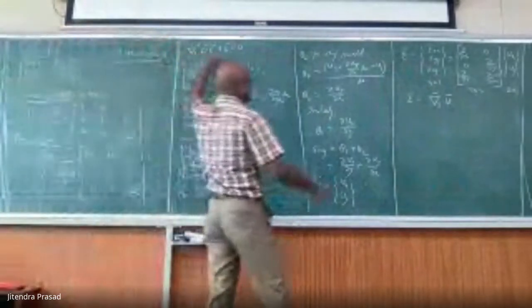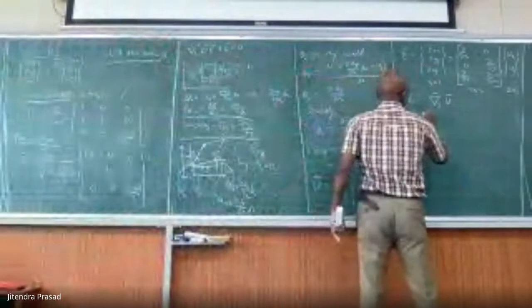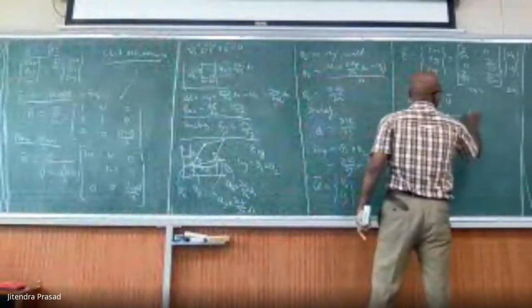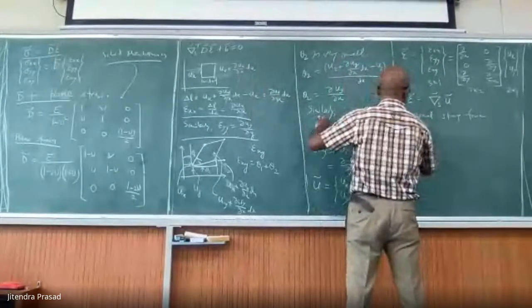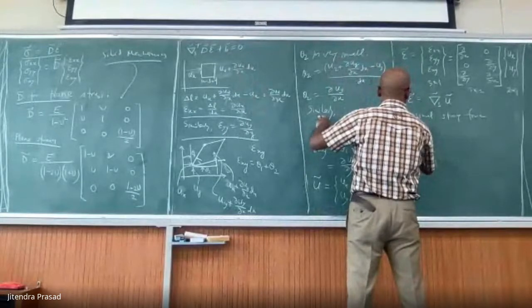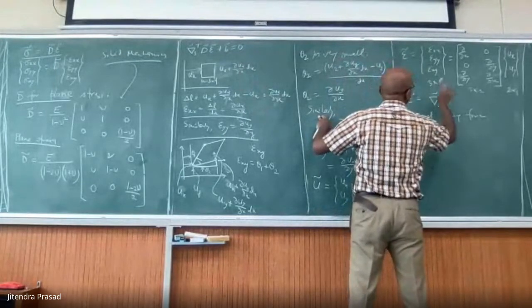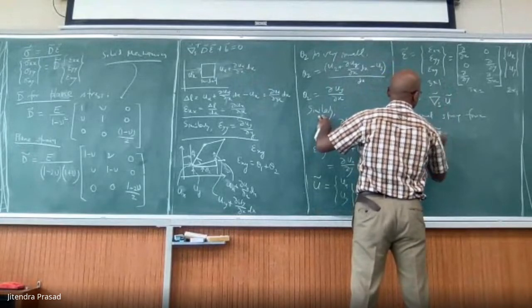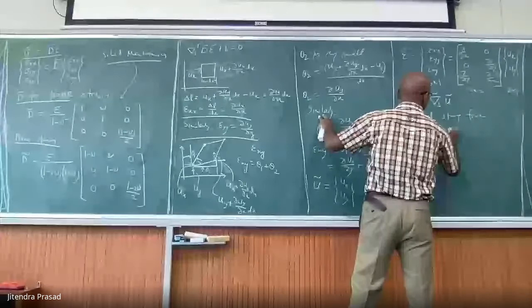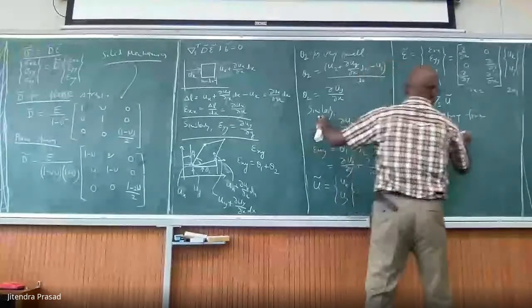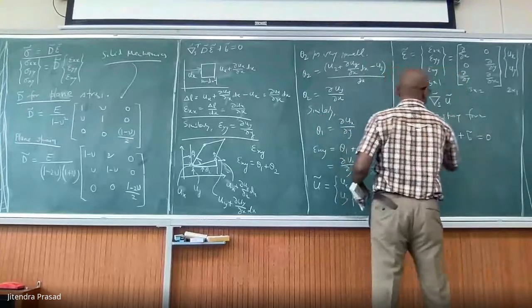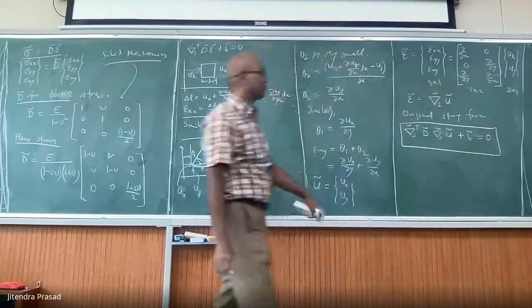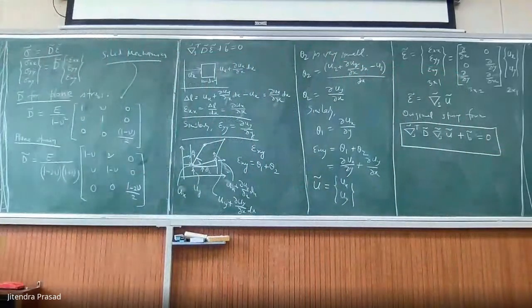Okay, so we can write this equation now. The original strong form is nothing but del S transpose D tilde, then del S tilde, then u tilde, plus b is equal to 0. Now it relates to u, right?